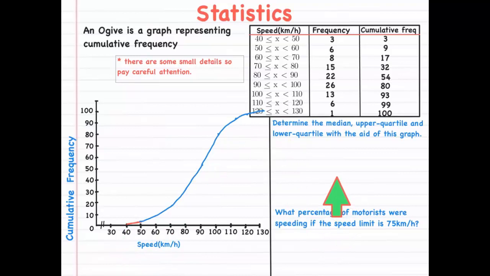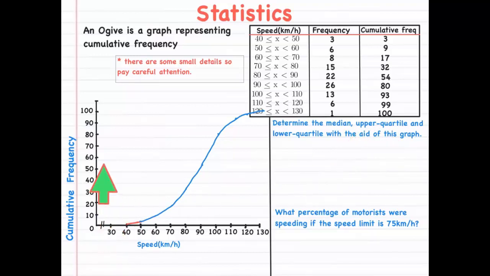Now, what we want to do next is determine the median, the upper quartile, and the lower quartile with the aid of this graph. Now we know that there are 100 cars that we measured, so we've got 100 different values, 100 different speeds. To calculate the median, we take the 100 and divide it by 2, which gives us 50.